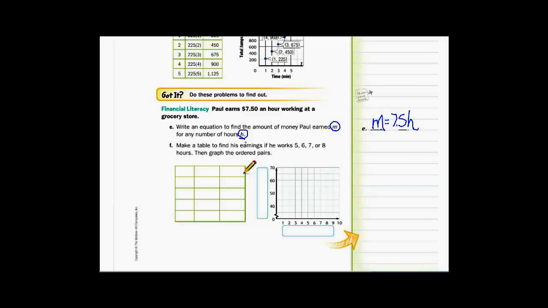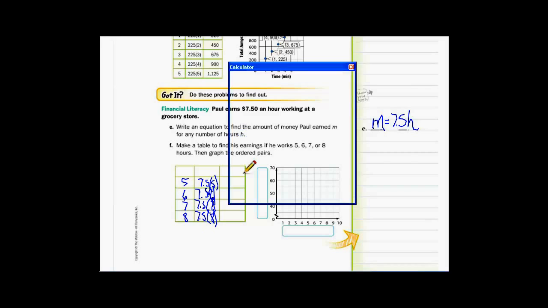Make a table to find his earnings if he works 5, 6, 7, or 8 hours. So we're talking 5, 6, 7, 8 hours. Okay, your constant of variation, that's what you've got here. You've got 7.5 times 5, 7.5 times 6. Okay, and you're going to carry that on down. So times 7 times 8. You're going to multiply these out.